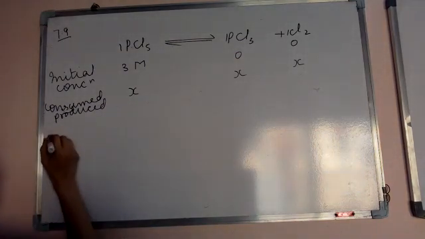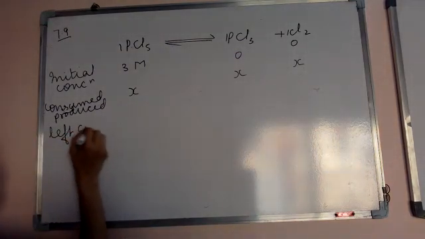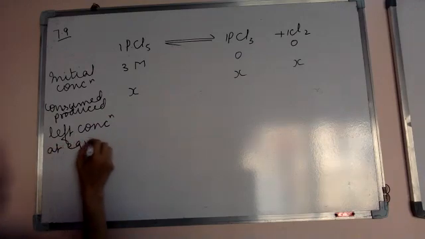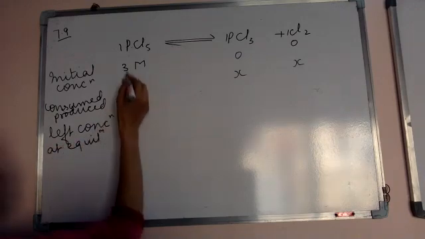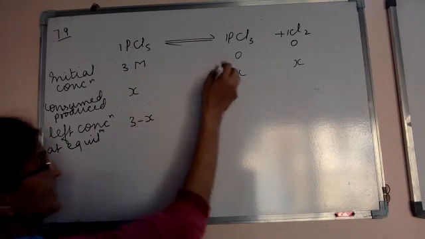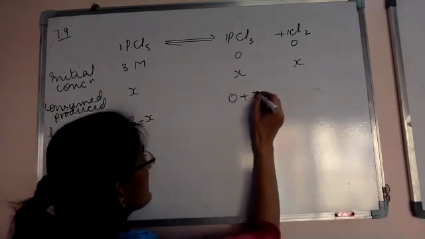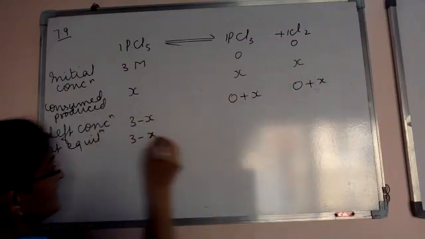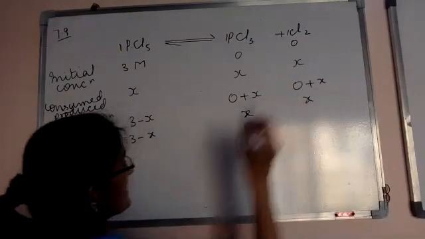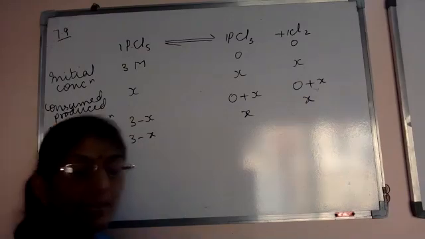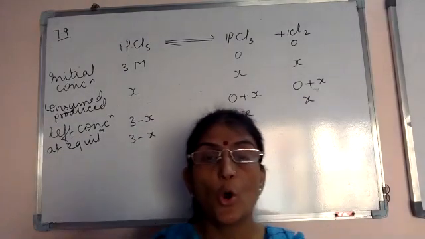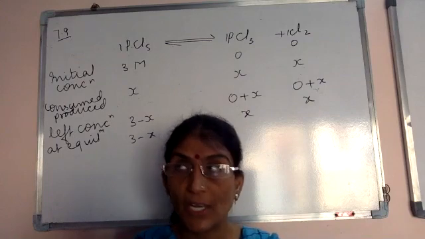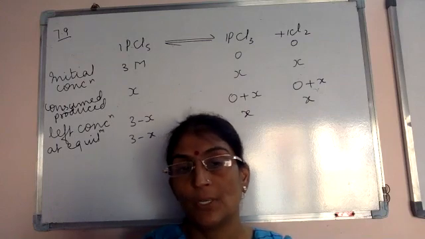Now, left concentration at equilibrium. What will be 3 minus x? This would be 0 plus x, and this would be 0 plus x. So it is 3 minus x, this is x and this is x. These are the equilibrium concentrations of all the 3 components: PCl5, PCl3 and Cl2.